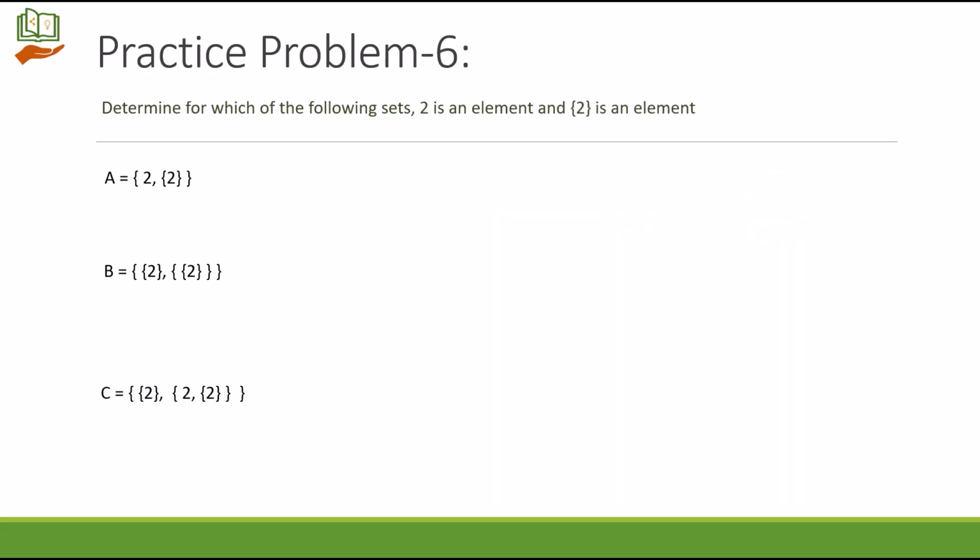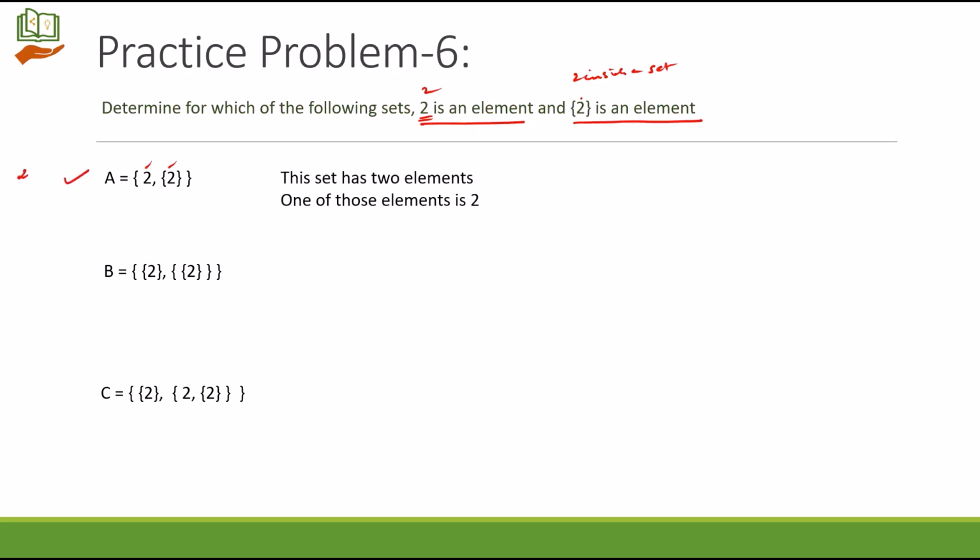Next question. Determine for which of the following sets 2 is an element and set with 2 is an element. So this is 2 inside a set and this is just 2. First we will check 2, then we will go for 2 inside a set. So let's check for 2. This set has 2 elements and one of those elements is 2. So A definitely has 2.